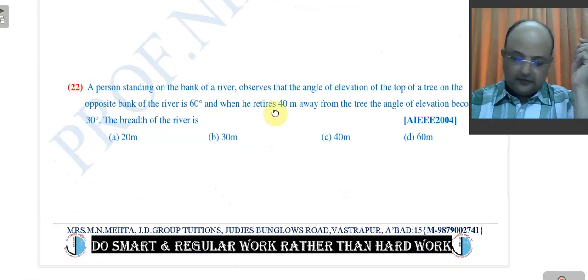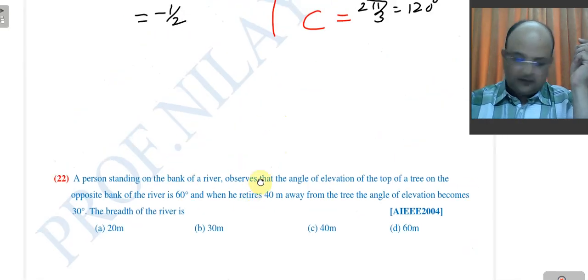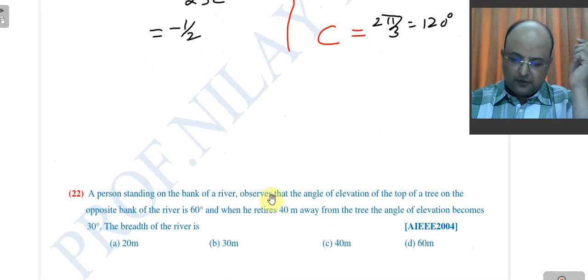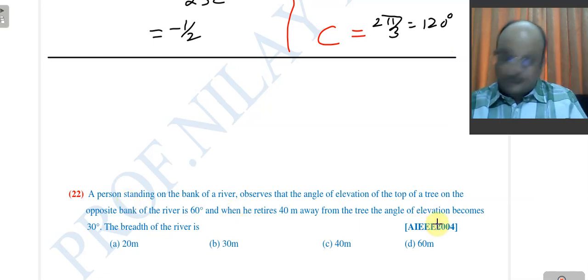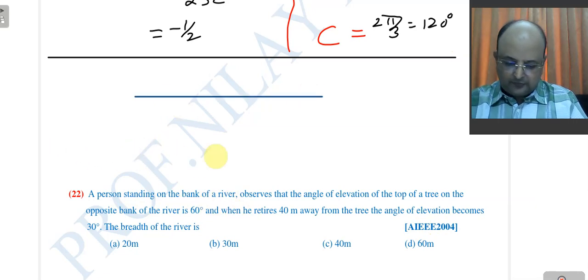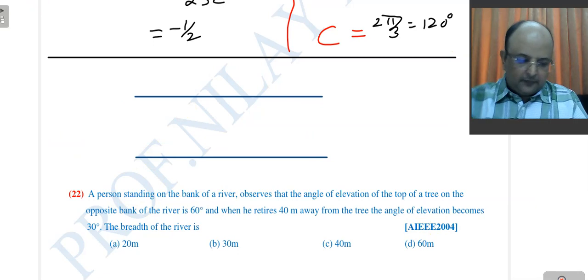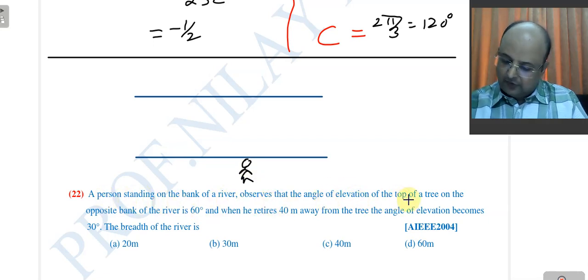Oh my goodness. Once again, have you noticed that so many examples are from height and distance? It was asked in 2004: a person standing on the bank of a river. Okay, so this is a river and that person is here. A person standing on the bank of the river observes that the angle of elevation of the top of a tree on the opposite bank of the river is 60 degree.